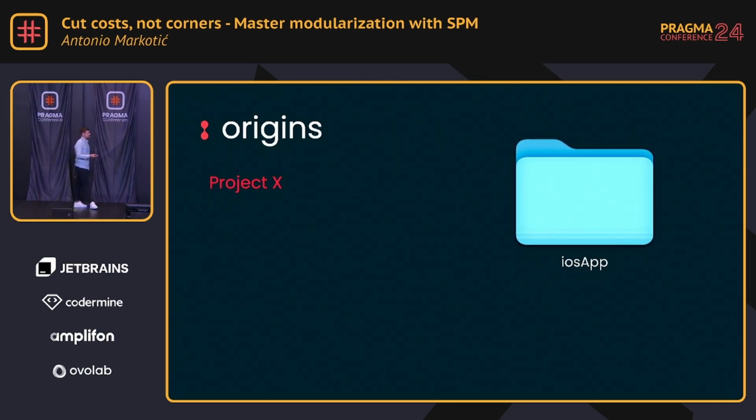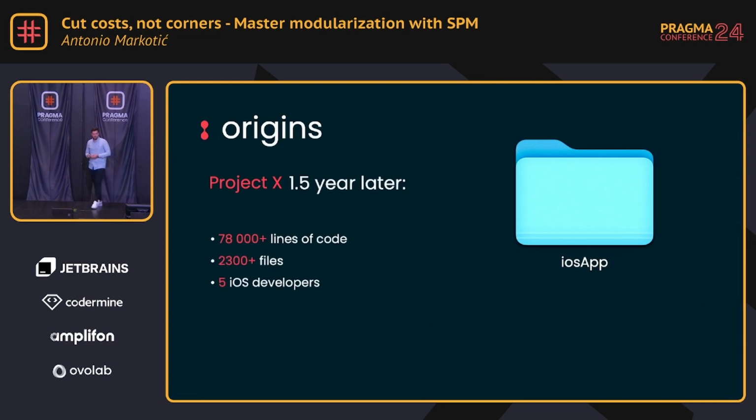But the Project X we are talking about today grew rapidly. In just a year and a half, there were tens of thousands of lines of code. Our team also grew, so we are no longer talking about only 2 iOS developers, but there were 5 now, which percentage-wise is a pretty big increase.